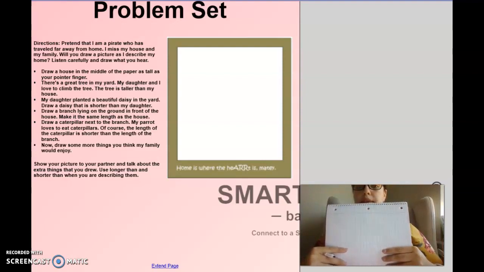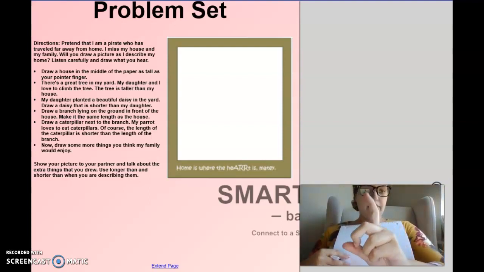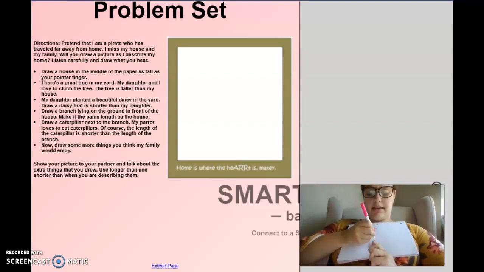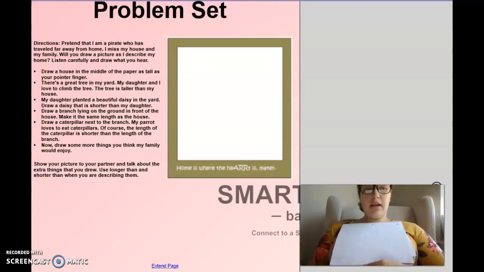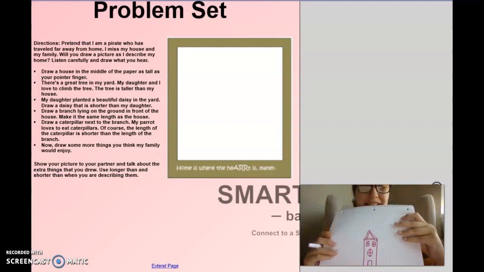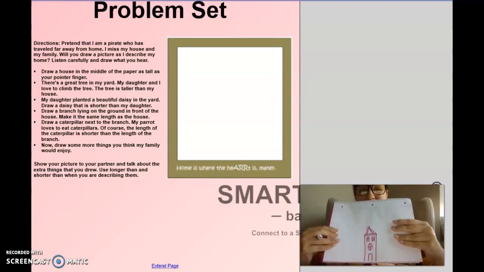Draw a house in the middle of your paper that is as tall as your pointer finger. So here's your pointer finger, and you're going to put it at the bottom, and I like to put a dot here. So draw your house however you want, and then pause me, and then unpause me when you're ready for your next direction. Okay, so there is my house. Let me see yours. Those look beautiful.